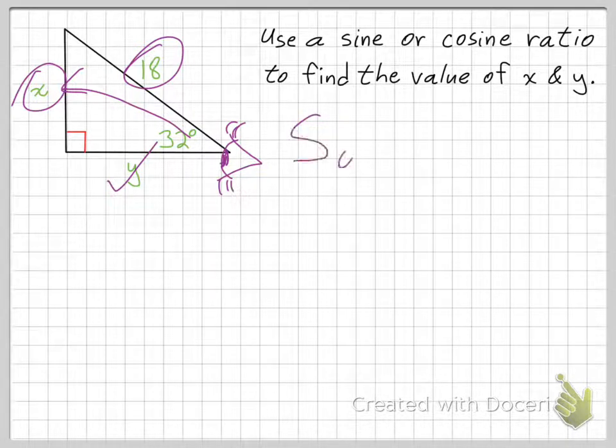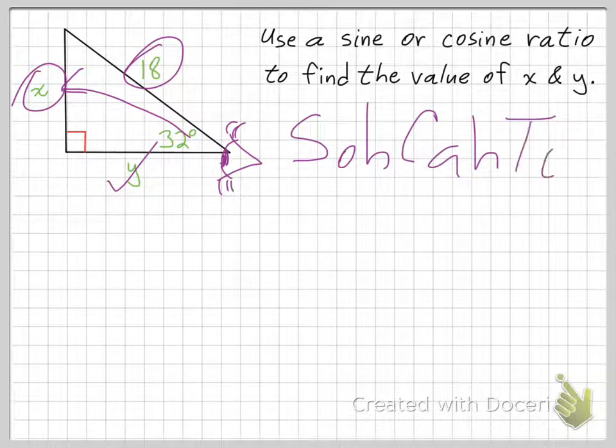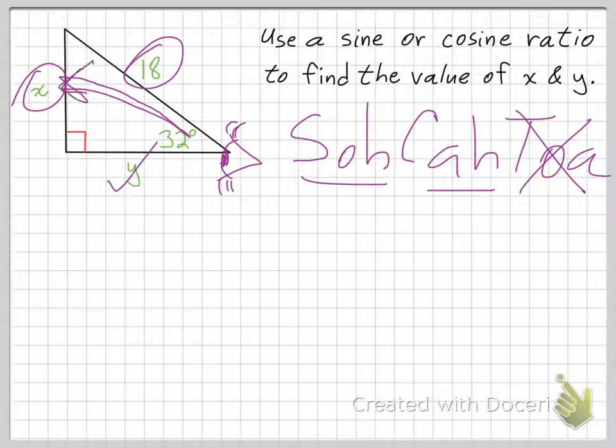So then you would use Sokotoa to find out which ratio I'm going to use. I know I'm not going to use the tangent ratio because the tangent ratio does not involve the hypotenuse. And I'm going to have to use the hypotenuse value because 18 is my hypotenuse. So it's either sine or cosine, that's for sure. And I want to find my value for x, which is opposite over hypotenuse. So that must mean that I'm going to have to use the sine ratio.